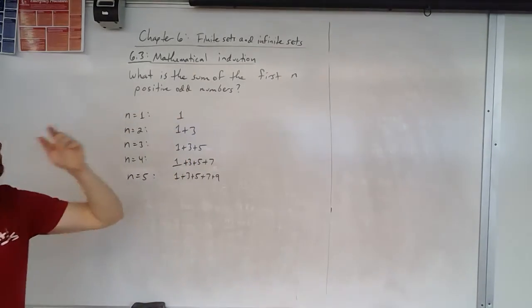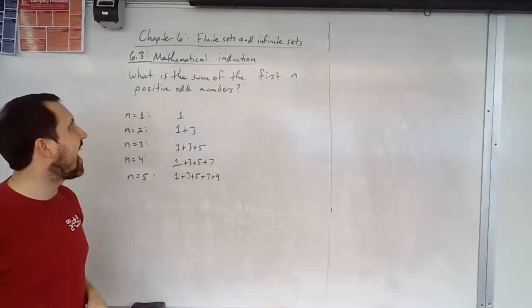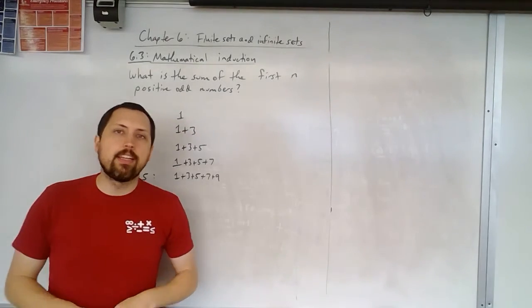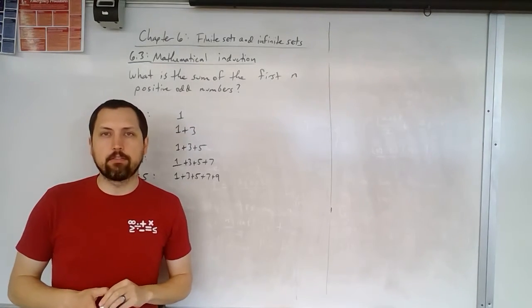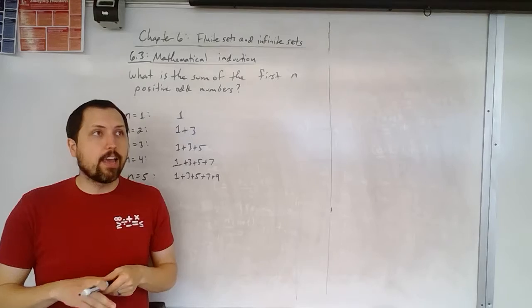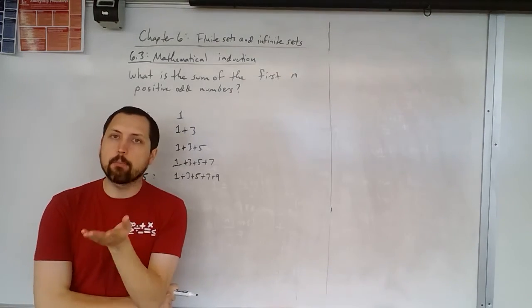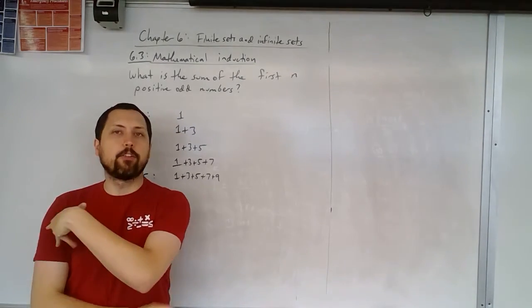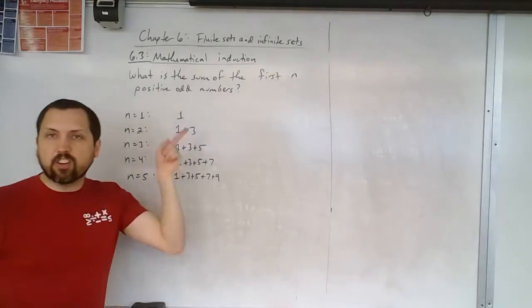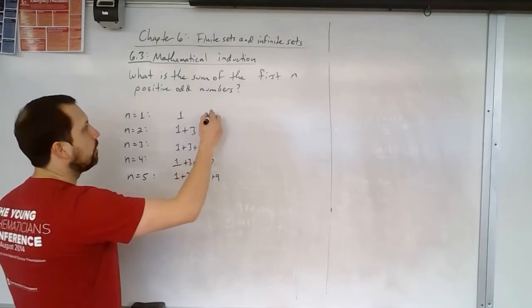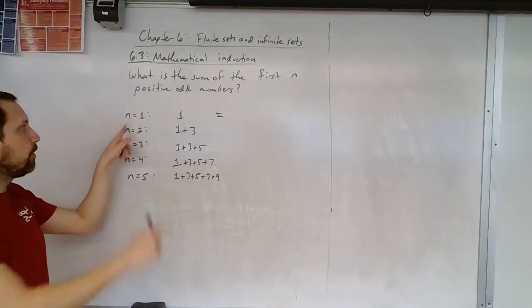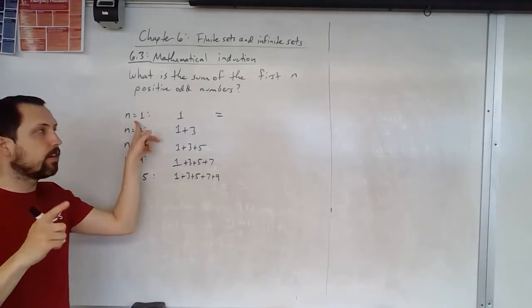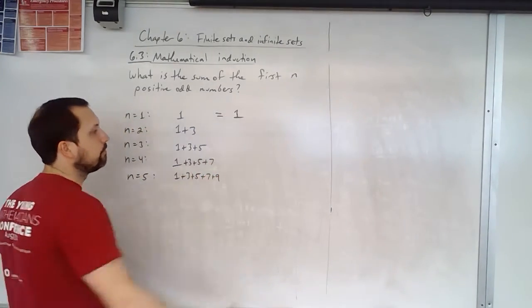So let's ask this question. What is the sum of the first n positive odd numbers? Now, this is probably a question that you've never thought about. If you have, bravo to you. But if you add up odd numbers starting from 1, what number do you get? So, for instance, when n equals 1, so 1 positive odd number, the smallest one, I get 1.